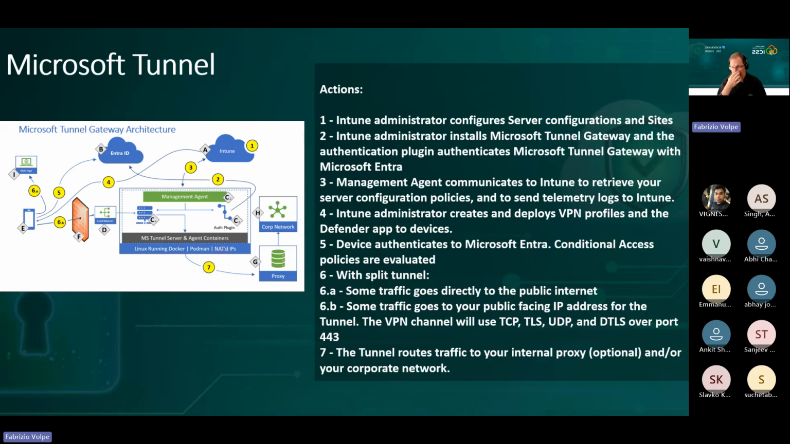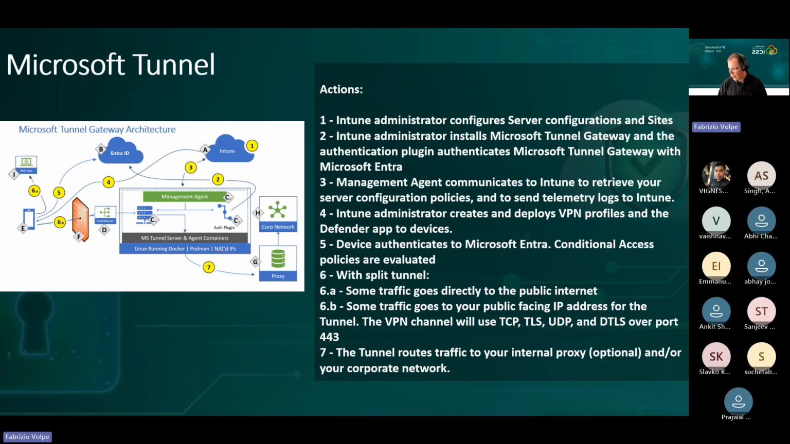So the steps are: I do the configuration in Intune, I create the site, I create the tunnel. This is a solution that supports more than one node, so you can create more than one container, more than one VPN server. Then when the user wants to access, they go to Entra, they get their authentication, they go to Intune, Intune applies whatever policy is required for the tunnel, and then finally the user is able to enter the corporate network. As you can see, it's a split network solution.